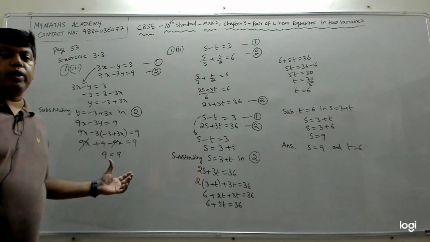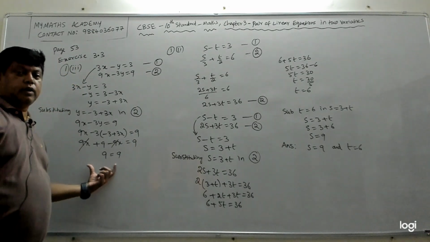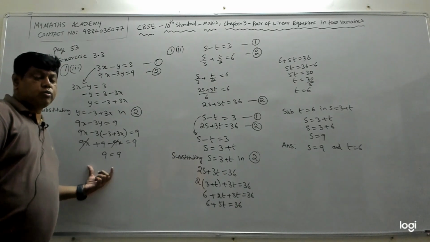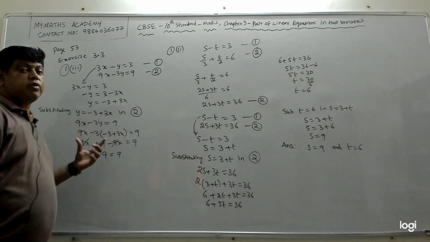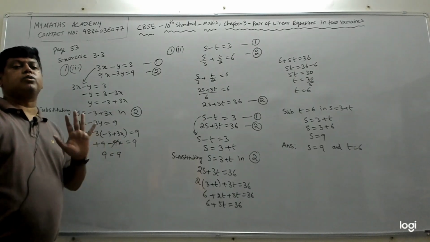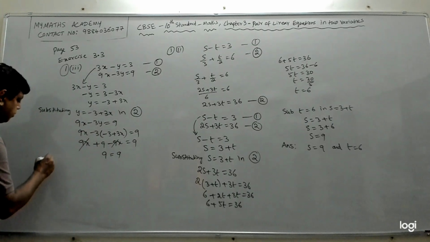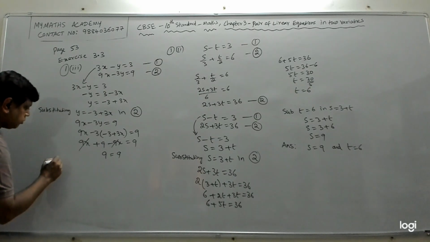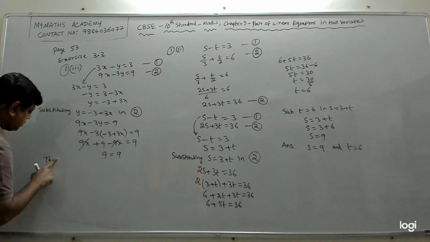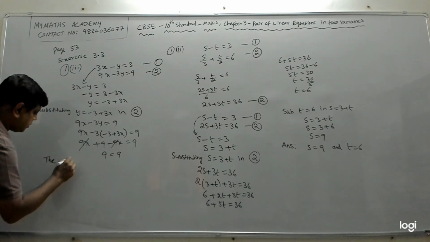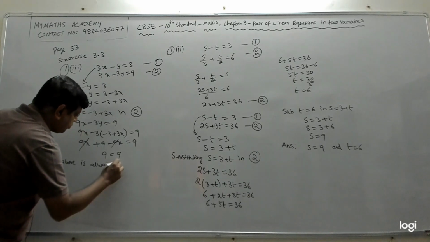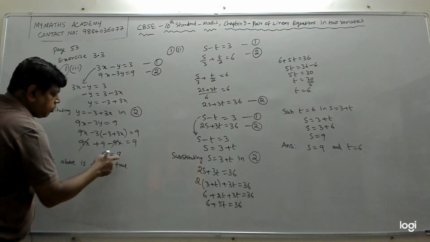I told you, whenever you get 9 equal to 9, both the numbers are equal, which means we'll say this condition is always true and the given set of equations has infinitely many solutions. We can stop there. So we'll say the above is always true. Above means this 9 equal to 9 is always true.